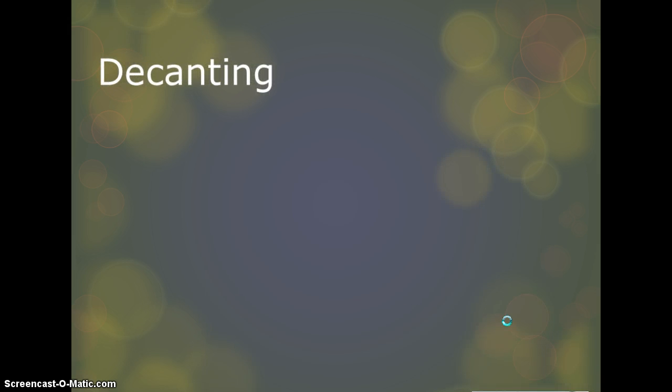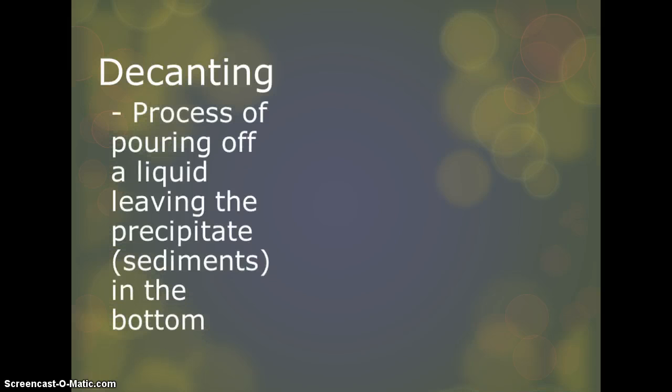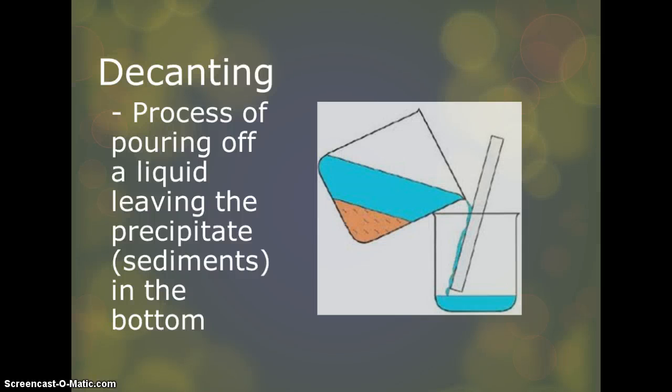Next is decanting. And basically you're just pouring a liquid off and leaving the precipitate or the sediments in the bottom. So precipitate is any solid that forms or solid that's left in a mixture.